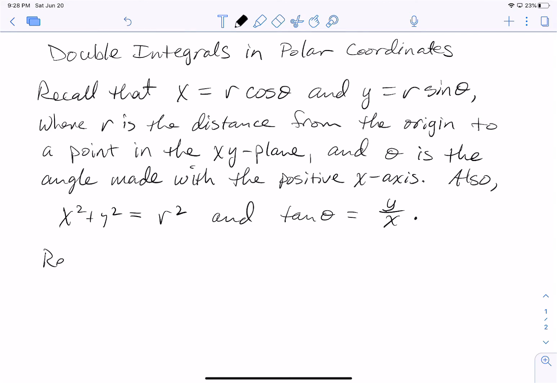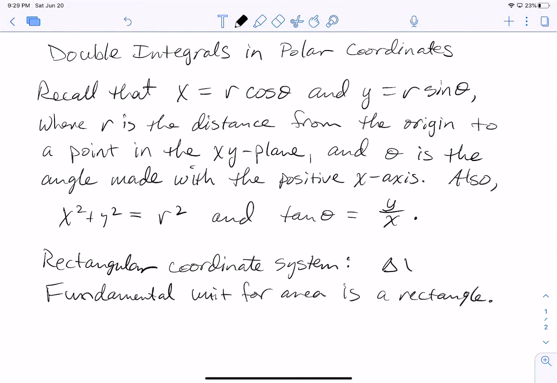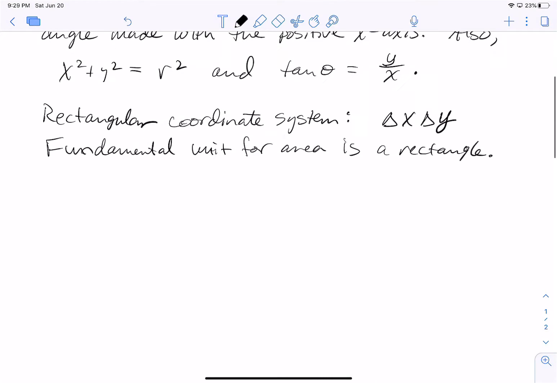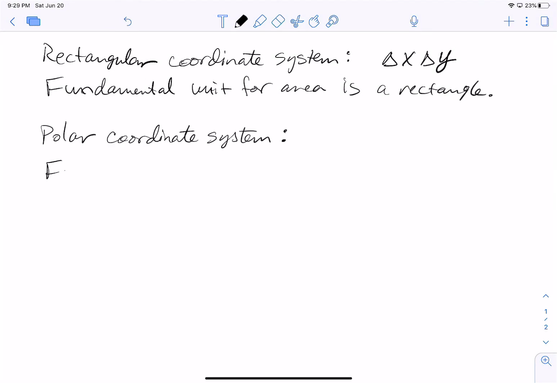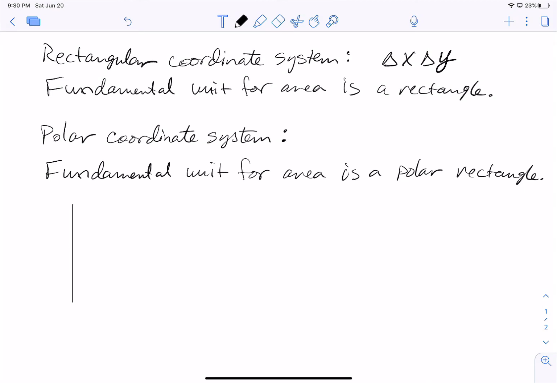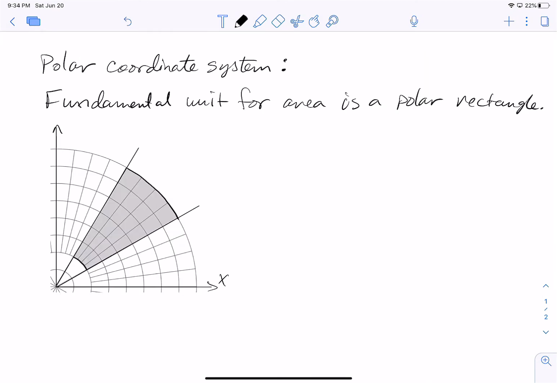In the rectangular coordinate system, the fundamental unit for area is the rectangle. That's usually given as delta y, delta x, or delta x, delta y. In the polar coordinate system, the fundamental unit for area is a polar rectangle. Let's look at a diagram. Here we're looking at a portion of a polar grid, and the highlighted gray area is a polar rectangle. It's defined by constant theta values, theta 1 and theta 2, and constant r values, r1 and r2.